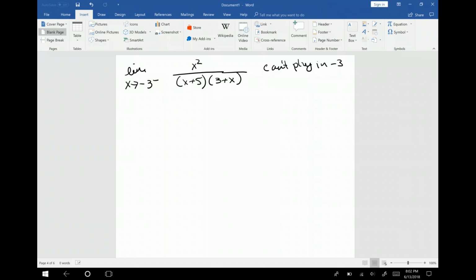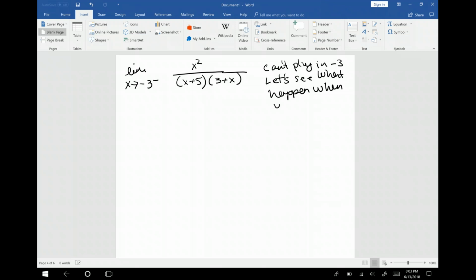But we're not going to say that this limit doesn't exist just because we can't plug it in. Maybe we're going to try to do some algebra. But if we foiled these things, we would just be left with x squared plus 8x plus 15, which really isn't going to help us because if we plug -3 in, we'll still have a 0 in the denominator. So what we're going to do instead is let's find out what happens.